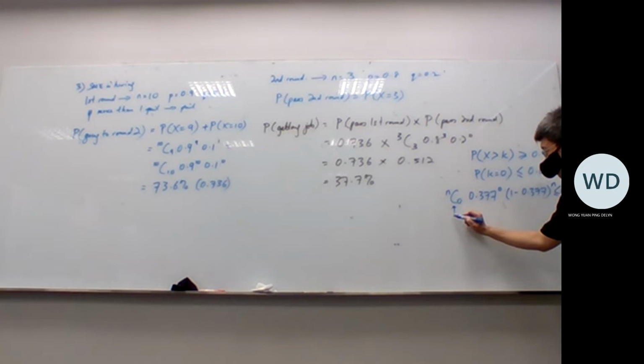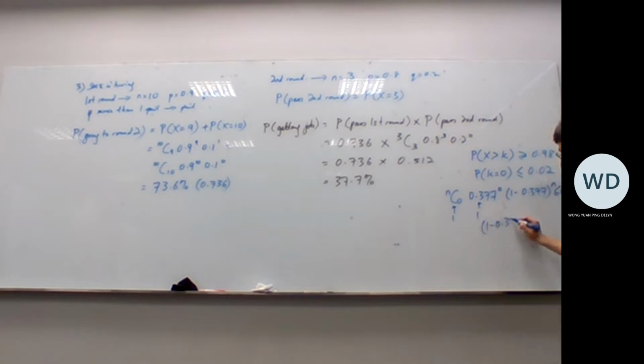Similarly, this equals to 1, this equals to 1. So the only thing is you have 1 minus 0.377 to the power of n less than or equal to 0.02. So using your log, you end up with n needing to be more than or equal to 8.267. So the minimum number, you need to interview 9 people.